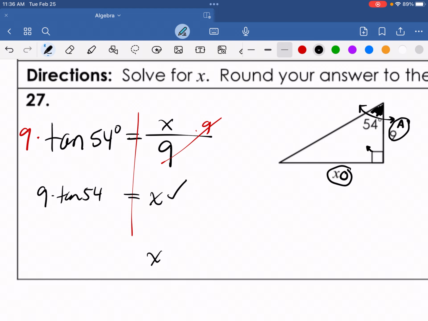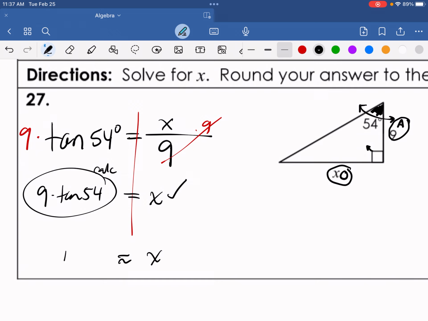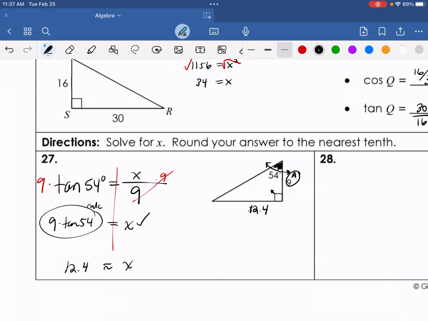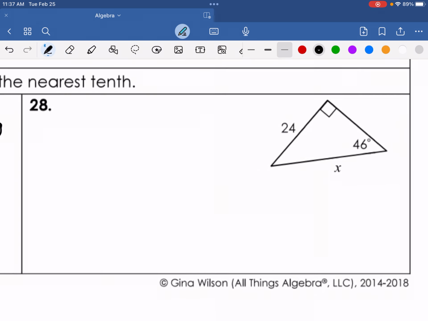Okay, you type that into the calculator, only this part goes in the calculator, and it gives you an estimate. Make sure that your calculator is in degrees. X is close to 12.4. So it means that this side on the bottom measures 12.4. You complete them all like that. So I'll do one more.